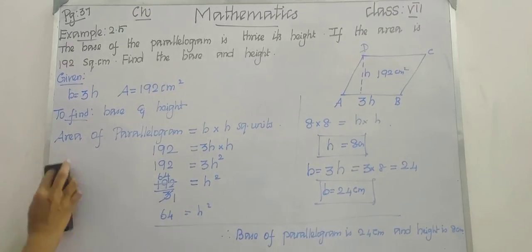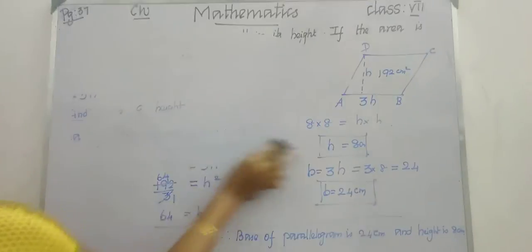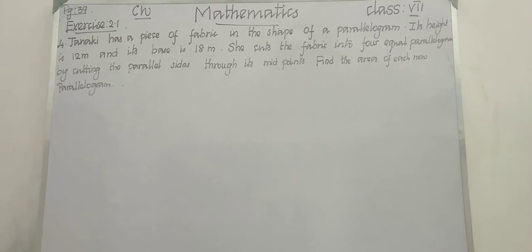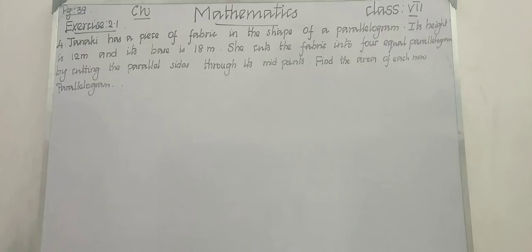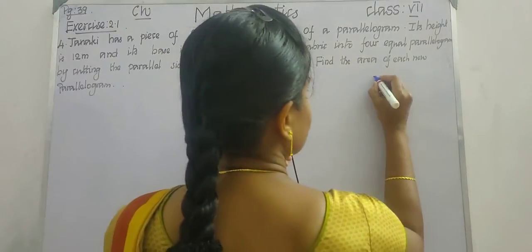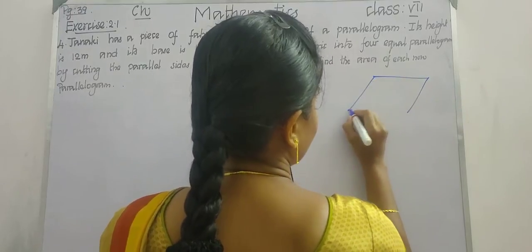Simply pause the video and write. Children, write exercise 2.1, fourth question. Write the heading as exercise 2.1 and write the fourth question. Let us read the question. Janaki has a piece of fabric in the shape of a parallelogram.